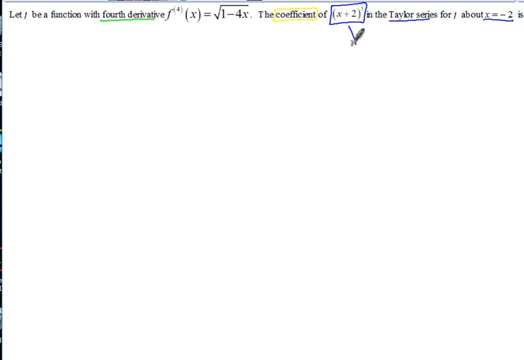So let's look at that specific term. If it has x plus 2 to the 5th, well, what else would be in it following that Taylor series pattern? Well, it would have to be the 5th derivative, right? Since it's to the 5th power. And what would you substitute in? Well, you can see from here or here, it's a negative 2. X minus negative 2, that's what makes it x plus 2. So the fifth derivative of negative 2, divided by 5 factorial.